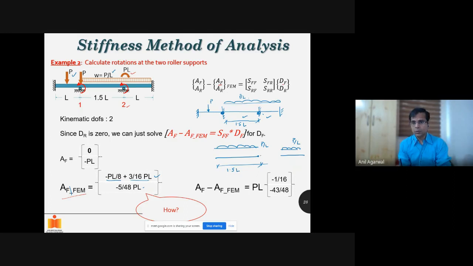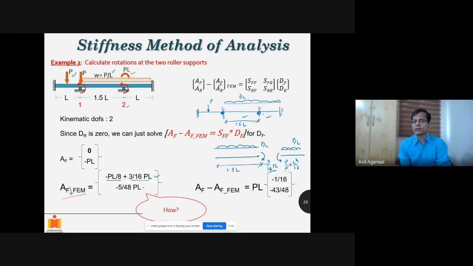So what will be the moment demand here? The fixed end moment will be WL square by 12 again. We had calculated that just now to be 3 by 16 PL, isn't it? And the moment here will be WL square by 12. So W is P by L into L square divided by 12, so that is PL by 12. Again, they are in opposite directions. This is in clockwise direction and this one is anti-clockwise direction.